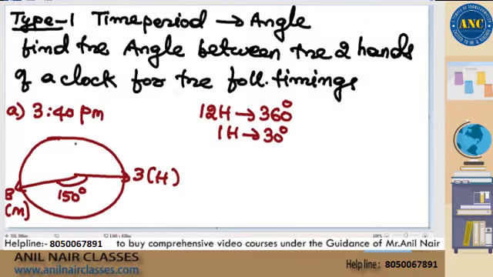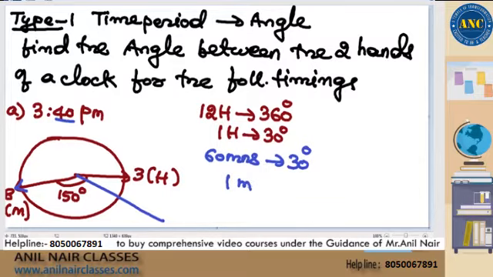Now, when the minute hand reaches 8, our hand will tilt for 40 minutes. Just now we saw 1 hour 30 degrees. 60 minutes is 30 degrees. 1 minute it is half degree. In 40 minutes it will move 40 by 2, 20 degrees. Out of 150, 20 already tilted. So the remaining angle will be 130 degrees.